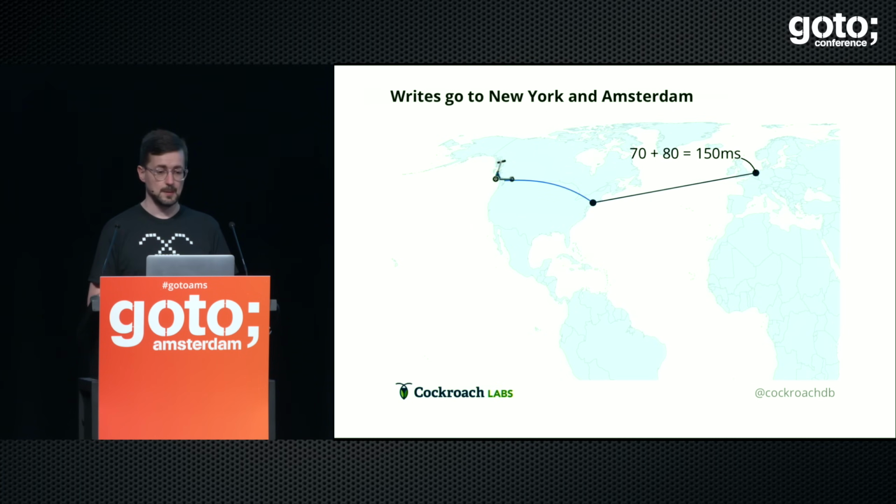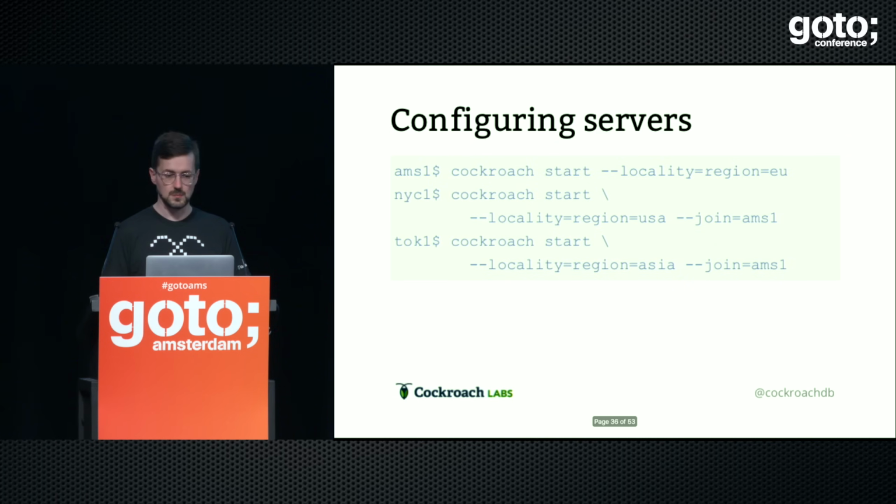It's because the writes have to go to a majority, and so your write is going to go first to New York to get into the system, and then to Amsterdam, or whatever your next closest replica is. And so then you have to add this up, and so writing to a globally replicated table is going to take, in this case, 150 milliseconds. And so that's not ideal.